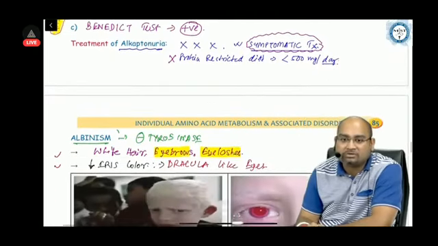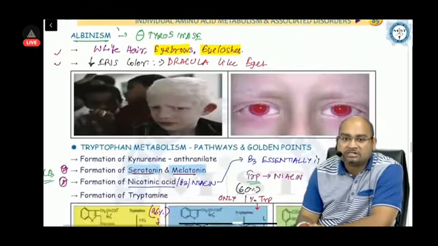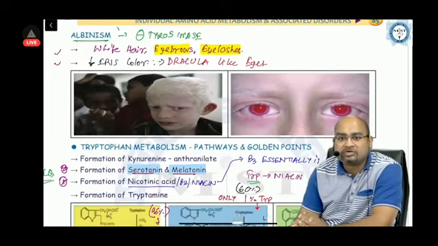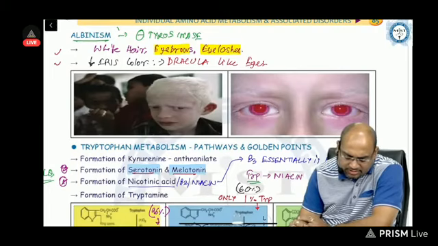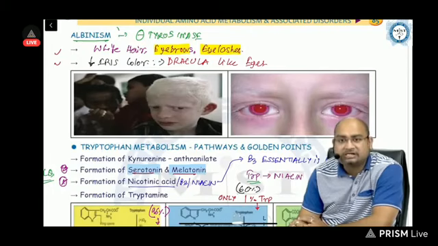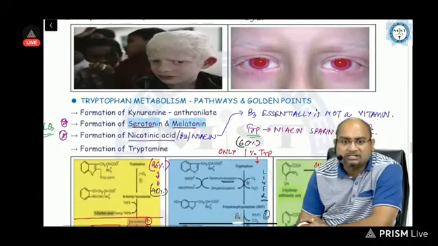Basically we have to go for symptomatic treatment. Albinism: tyrosinase deficiency that we have over here. We can have loss of color in all those areas where we have melanin deposition, and also decreased eyelid color, Dracula-like eyes.